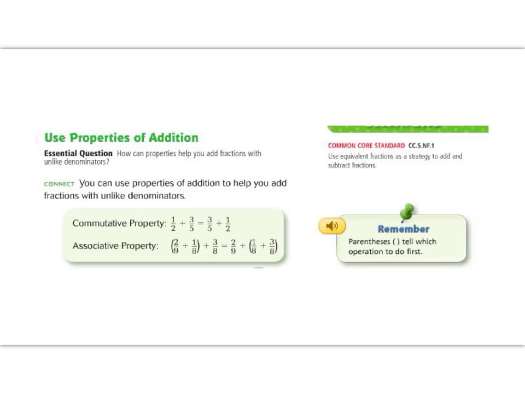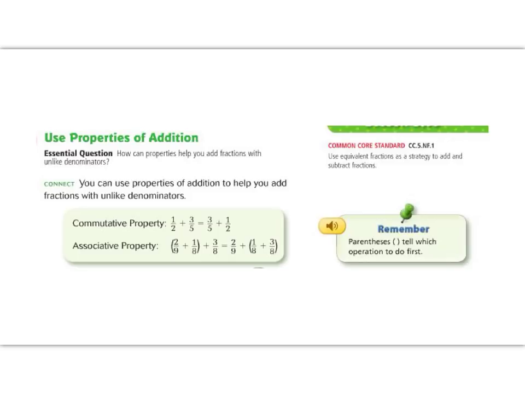Before we read the Unlock the Problem, you can see at the top of your page there's a little section talking about the different properties. We learned the properties all the way back in Unit 1, but let's review them before we continue on. The two properties that we are going to talk about today are the commutative property and the associative property.